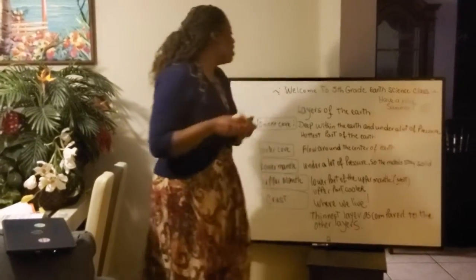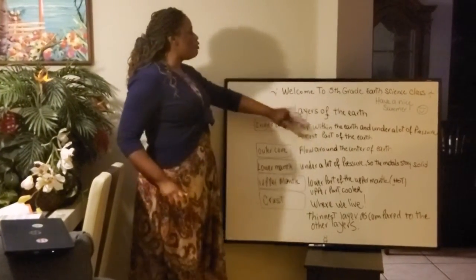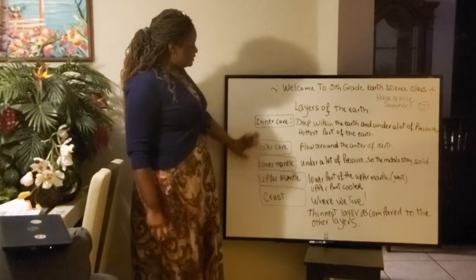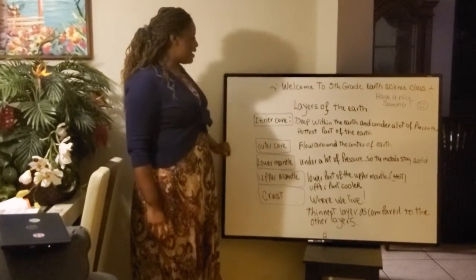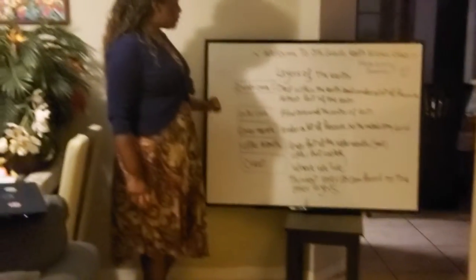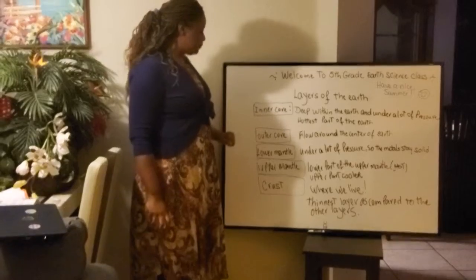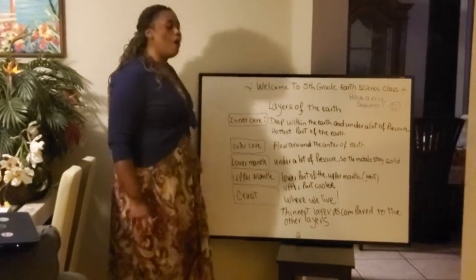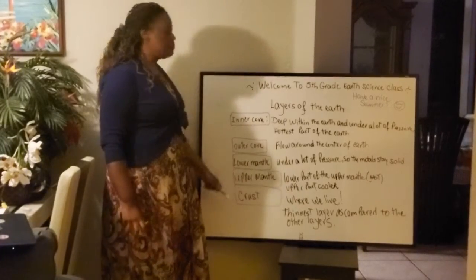So we're gonna go over the layers of the earth. We have how many, let's see, 1, 2, 3, 4, and 5, right? So we have 5 layers that we're gonna go over. We have the inner core, the outer core, the lower mantle, the upper mantle, and the crust.